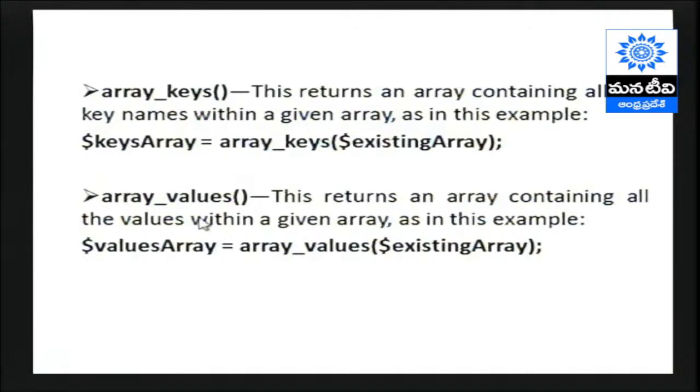So these two functions, array keys and array values, help us to know the different keys that are present and the different values. With the help of the keys that are present, they can be used in our programming. So these two functions help to know the keys and values in the case of associative arrays.